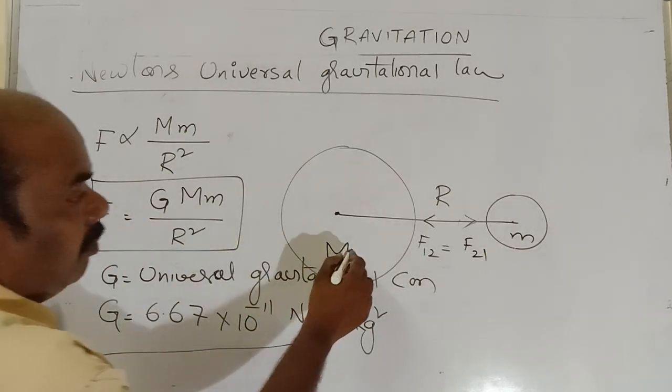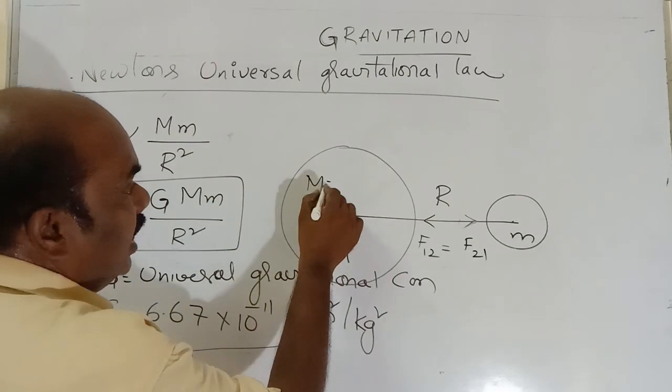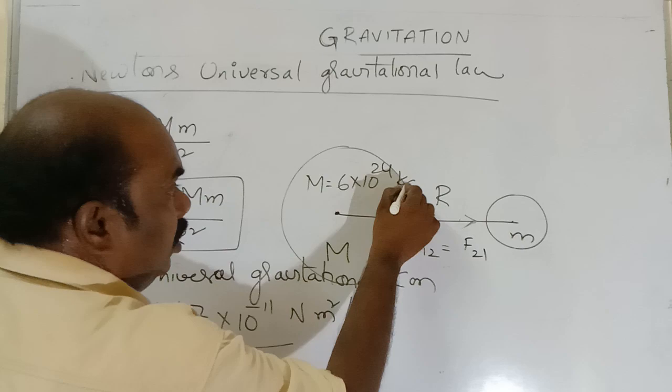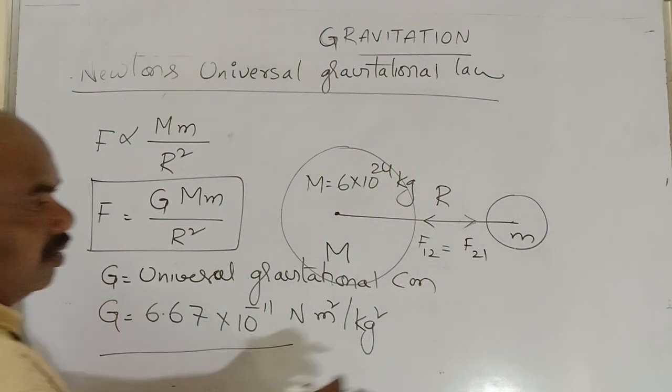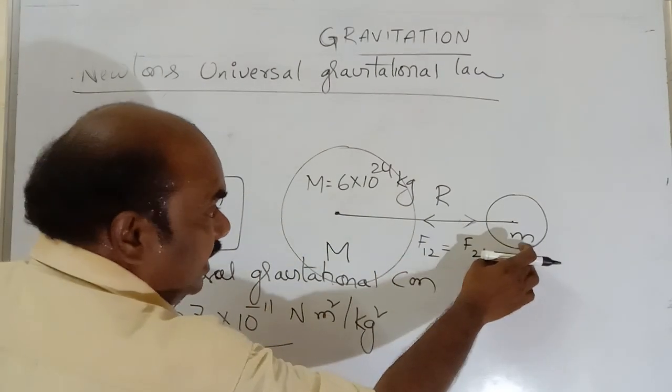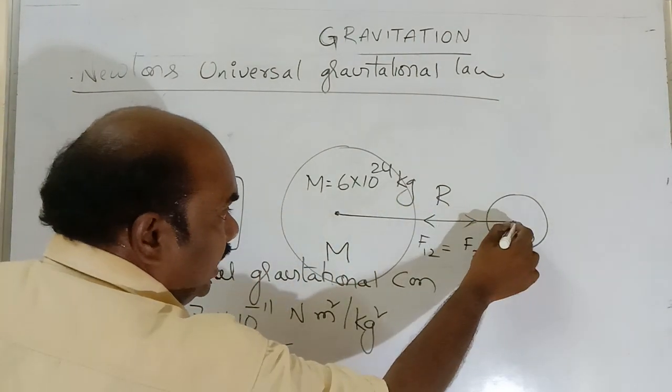What is capital M? Mass of the first planet. Let us consider this is the Earth. Earth mass is 6 into 10 power 24 kilogram. What is small m? Small m is the mass of the second object. r is the distance between centers, center to center.